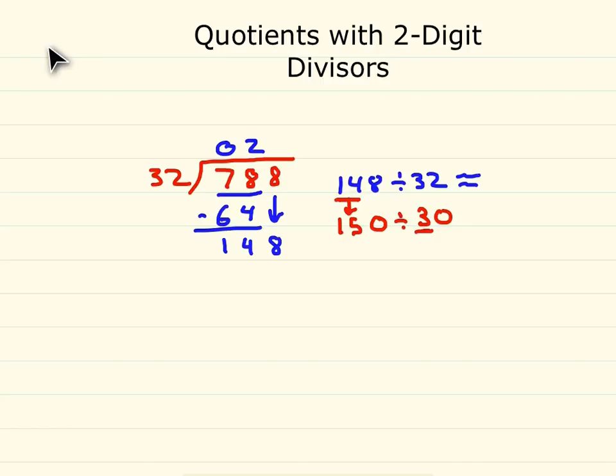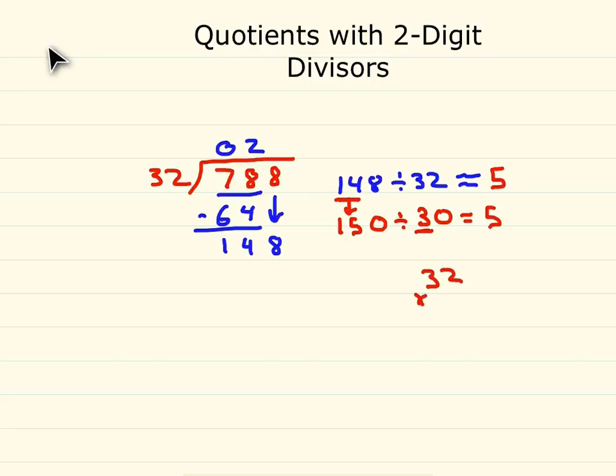Well, 150 divided by 30 equals exactly 5. So 148 divided by 32 is about 5. So we're thinking maybe 5 would work. However, if you look at these numbers, we actually lowered our divisor by 2, and our dividend, we only made 2 more. I'm guessing that 5 would be too much if we try it. Let's try it anyway, though.